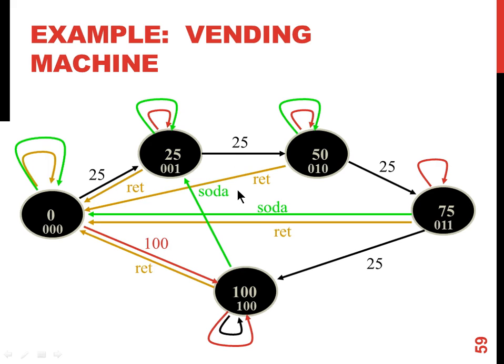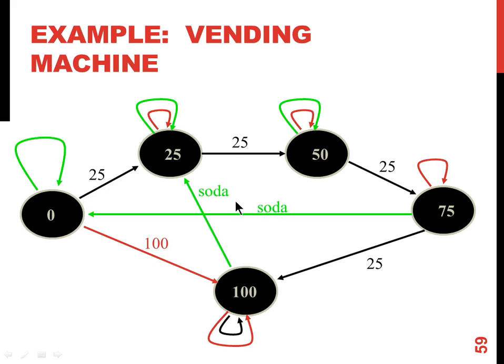Soda will be dispensed either in the 75 state or the 100 state, because at least I need 75 cents. That's the minimum, the cost of the soda. So here I can push a button and get a soda dispensed.